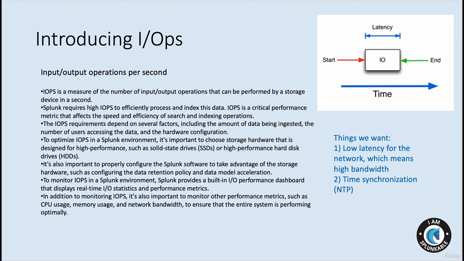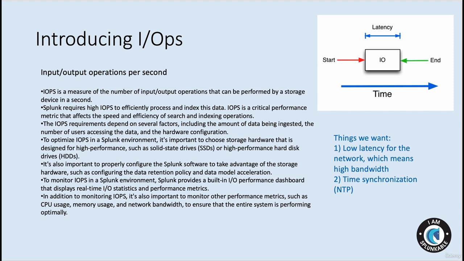In addition to monitoring IOPS, it's also important to monitor other performance metrics such as CPU utilization, memory usage for the amount of RAM that you're using, and your network bandwidth. Generally, for all Splunk server roles, we want to have about a gig of bandwidth between those layers for network traffic, and ensure that the entire system is performing optimally. All that information can be found on the monitoring console, and you can drill down into that specific instance and look at all those statistics to see if you're over-utilizing your limitation on your hardware or underutilizing it, and you can adjust and scale from there.